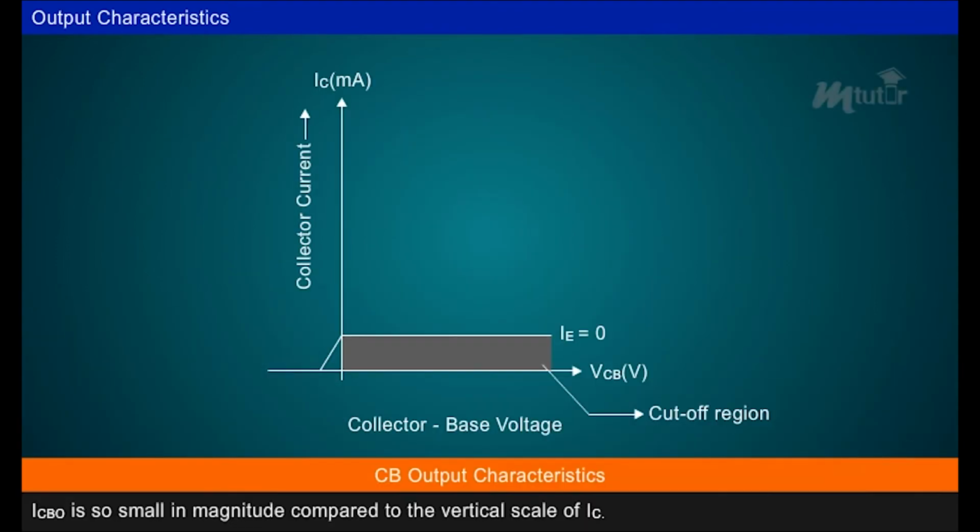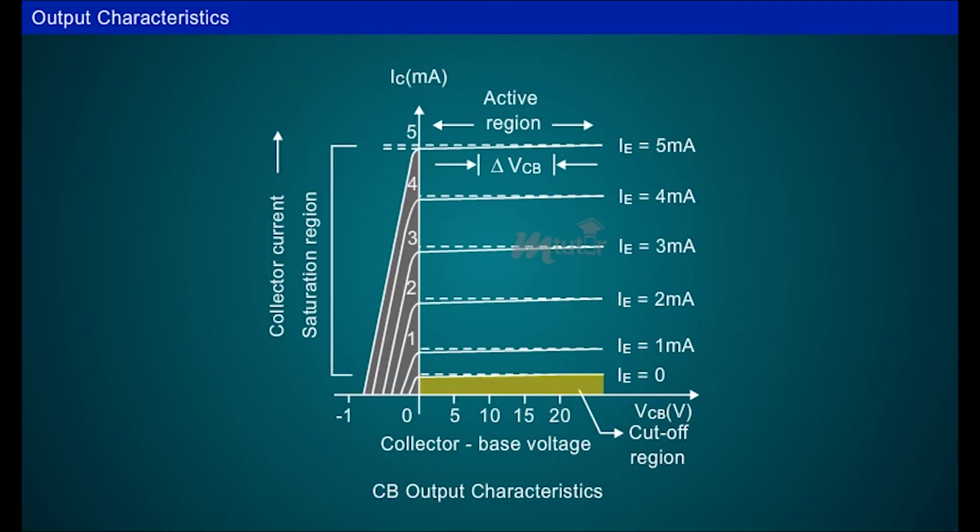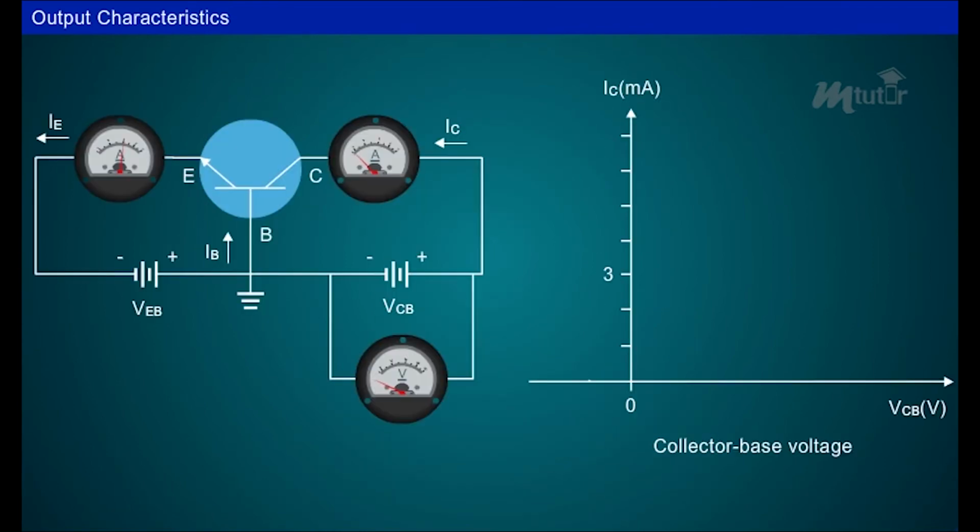This current is so small in magnitude compared to the vertical scale of IC that it virtually appears on the horizontal axis. It is shown on an exaggerated scale for understanding purpose. The region below the curve IE equal to 0 is known as cutoff region, where the collector current is nearly 0. The saturation region is that region of the characteristics which is to the left of VCB equal to 0 volts. There is an exponential increase in collector current as the voltage VCB increases towards 0 volts.